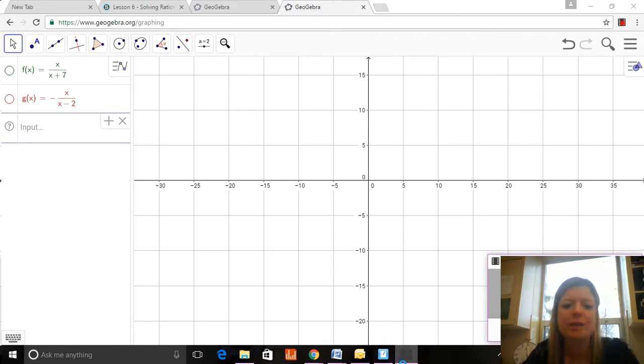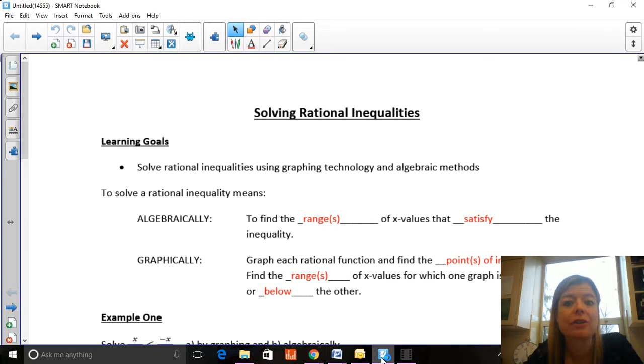Hi class, today we're going through our note on solving rational inequalities. So I'm going to show you guys how to do this on GeoGebra and also how to do it by hand. Okay, so it's a bit more complicated than just solving rational equations.